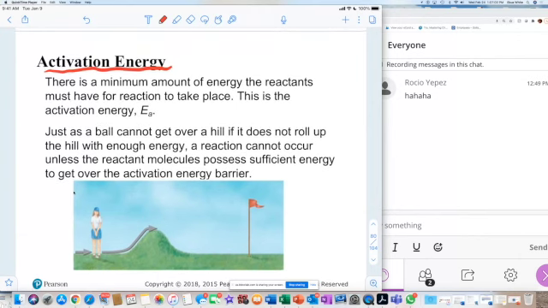Usually here I talk about the definition, which essentially says it is the minimum amount of energy that reactants must have for the reaction to take place. It's kind of like a prerequisite, okay? So activation energy is a prerequisite energy.